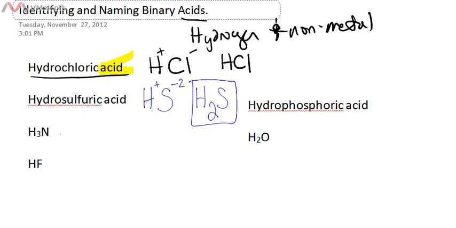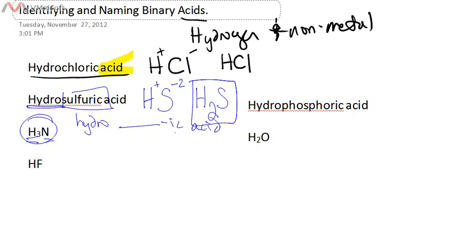Now let's go backwards the other way, from a formula. H3N, what kind of substance is this? It's an acid because we have a hydrogen and then a nonmetal. So what's been the rule before? It's kind of just been hydro-nonmetal-ic acid. Hasn't that been the rule from before? So I would just say hydronitric acid.